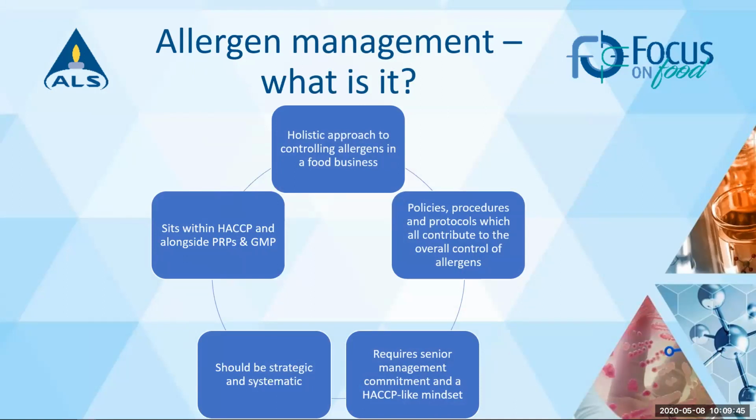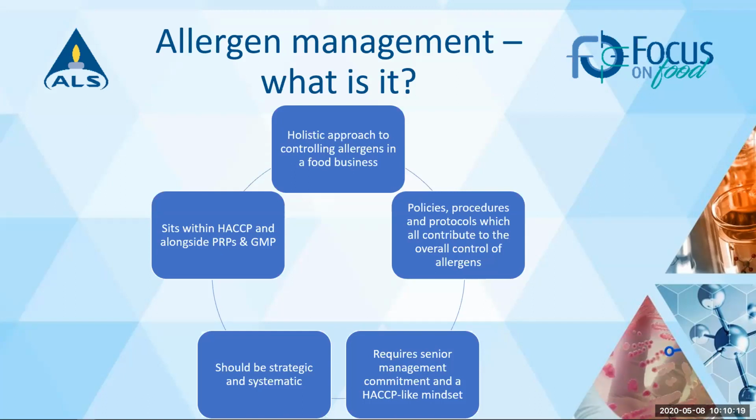Allergen management is the overarching set of policies, procedures, and processes in a food business that work together to control allergens in a company. Like HACCP, it requires senior management commitment, systematic planning, and rigorous implementation. You can't leave anything to chance. A written allergen management plan contributes towards demonstrating due diligence. It helps staff and suppliers understand their role and provides documented procedures to follow in the event of an issue.